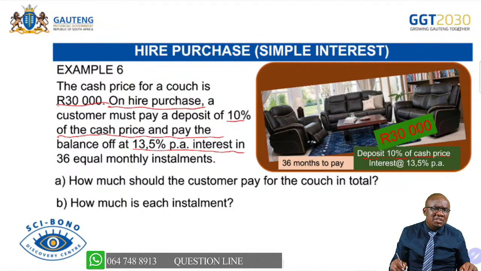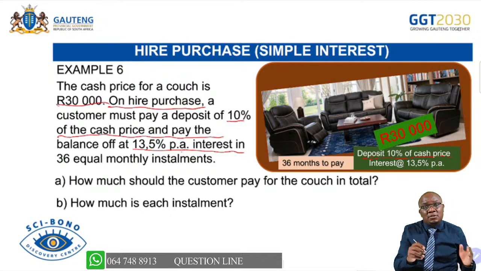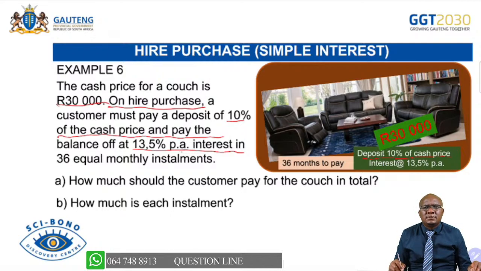36 equal monthly installments, how many years? That's 3 years. You see that? Okay, because they say 13.5% per annum, so per year. So the interest rate per year is what? We need to know that this thing is going to be for 3 years. For your n, it must be 3. What is a deposit? If I pay this deposit, the 10%, so how much am I owing now?